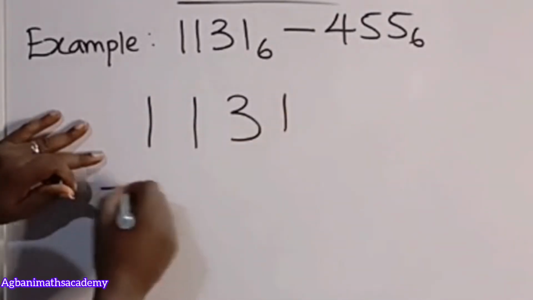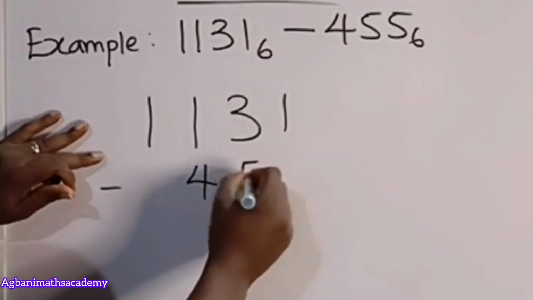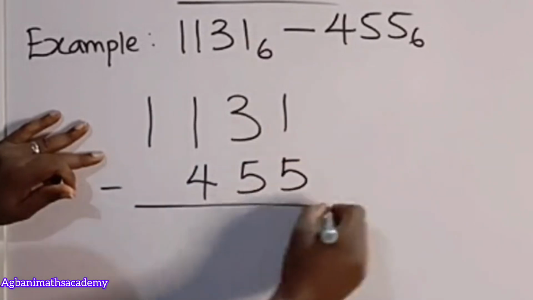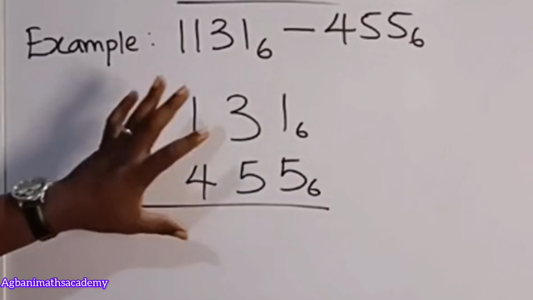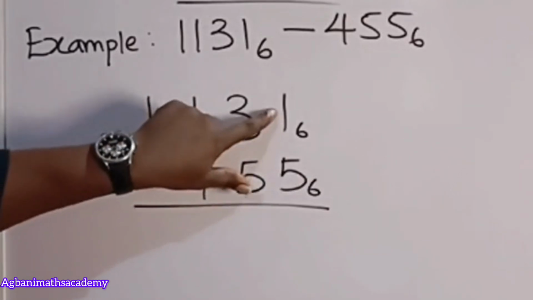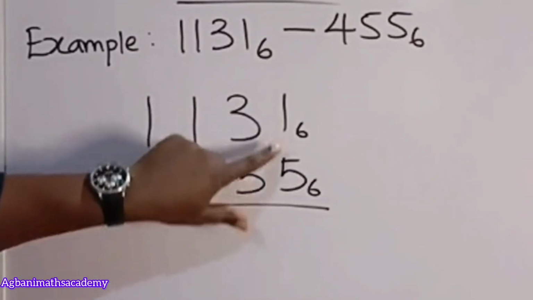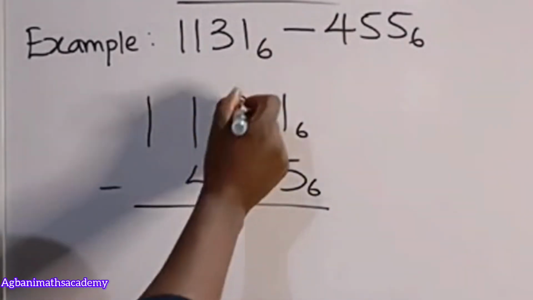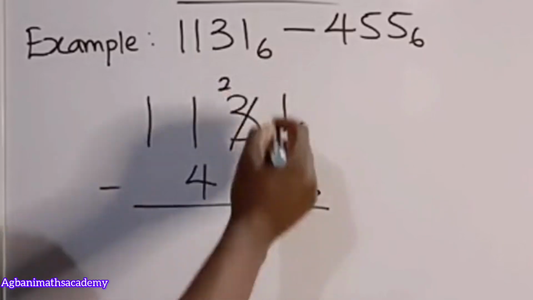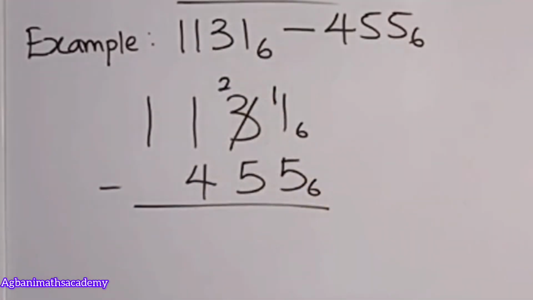1131 minus 455. So in this situation, let's look at this. 1 minus 5 is not possible. So we're going to take out 1 from 3. We'll be left with 2, and we'll bring it here: 11 base 6 minus 5 base 6.